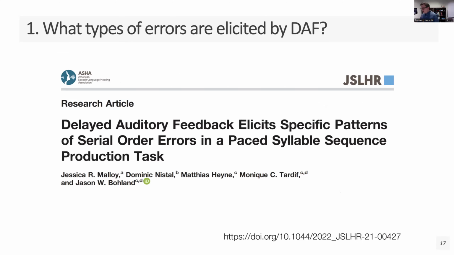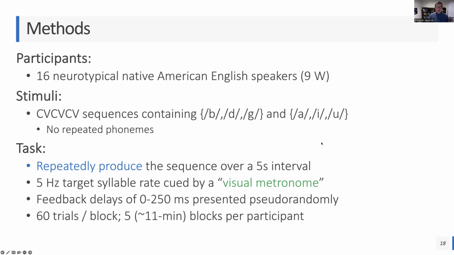And so I'm going to talk about 4 observations that we've seen experimentally. The first one asks this question of what types of errors are actually elicited by DAF. And this was a study we published in 2022. You can look that up.